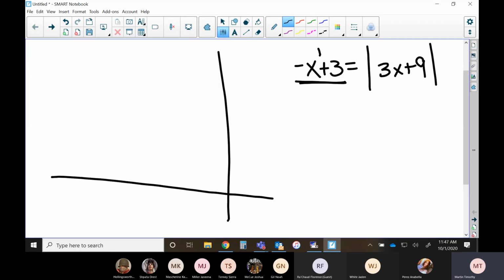Slope-intercept form. Here's my intercept. 1, 2, 3. My slope is -1. How do I write -1 as a fraction? -1 over 1 or 1 over -1. Both of those are the same number, just written differently.